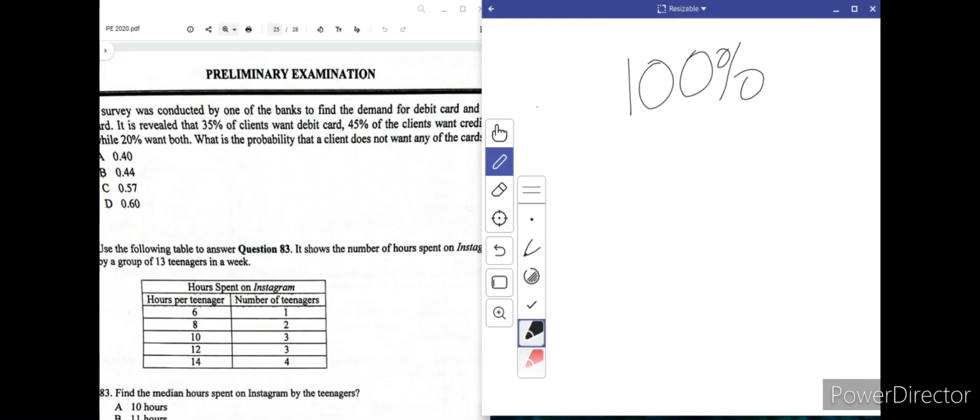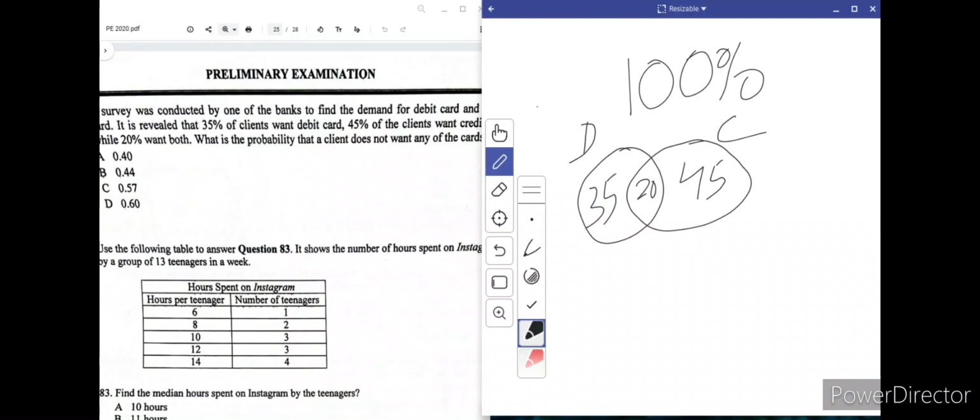Since the question also contains a term such as both, like 20% want both, or 20% have both, in such cases we need to use the Venn diagram for easier calculation. Now we have debit card, we have credit card, and we have both. Now 35% want debit card, 45% want credit card, and 20% want both.